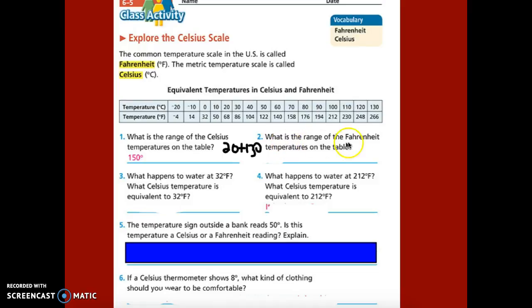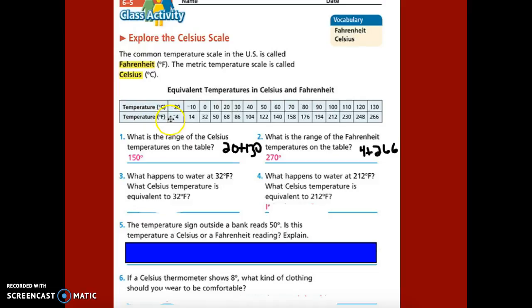Do the same thing. What is the range of the Fahrenheit temperatures on the table? So the Fahrenheit ones, we've got -4 all the way up to 266. So again, I'm going to get to 0 first. So -4 to 0 is just 4. And then I'm going to add the 0 to the biggest number. So 0 to 266 is 266. I'm going to add those together. And it'll give me a total of 270 degrees. So there's 270 degrees from the smallest number to the biggest number on the Fahrenheit scale.